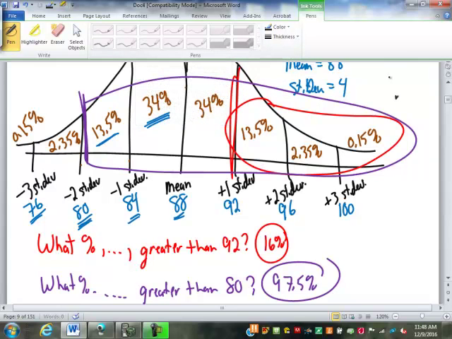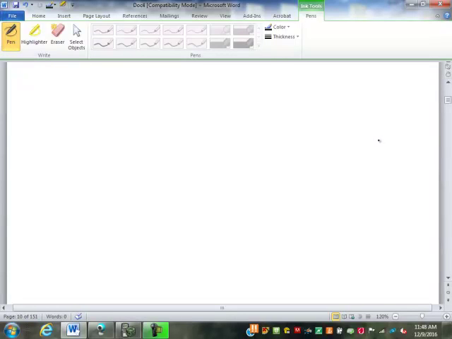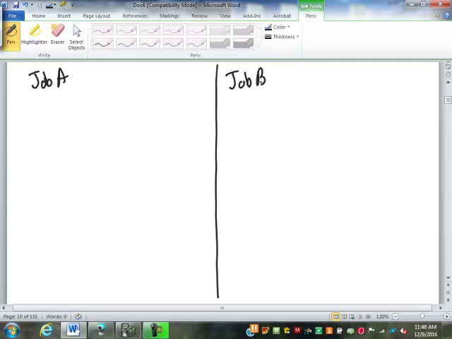So how is this useful? Well, let's say you are looking at two different jobs, Job A and Job B. Unfortunately, they're in two completely different geographic regions. So you're going to be moving.